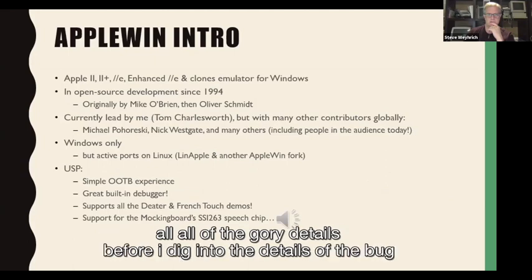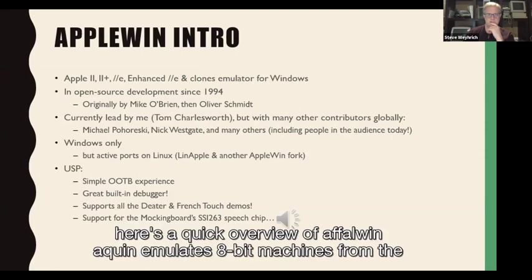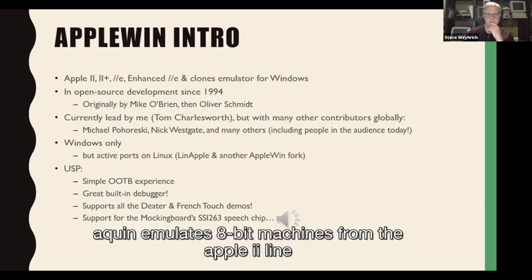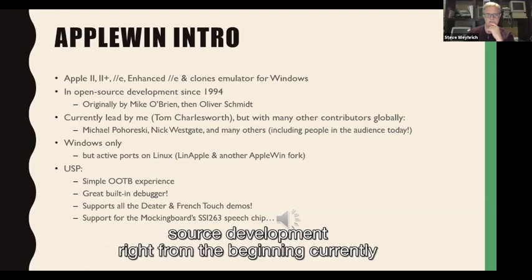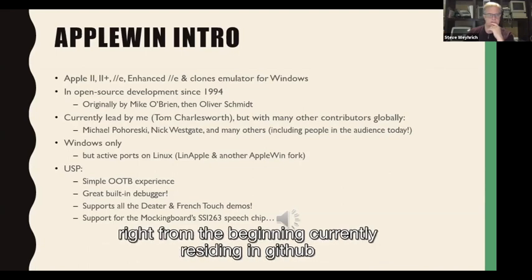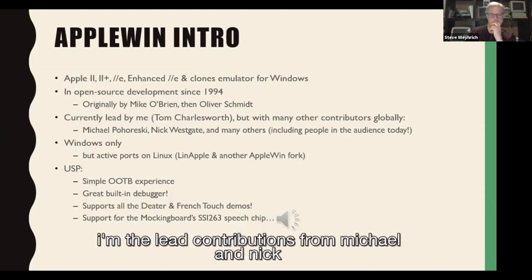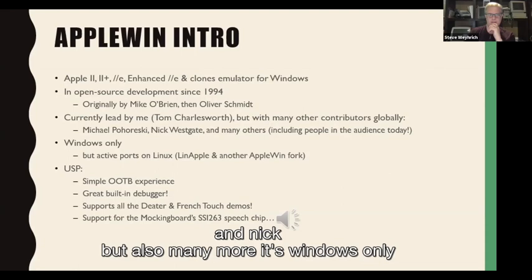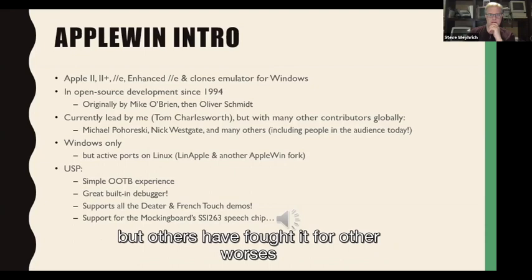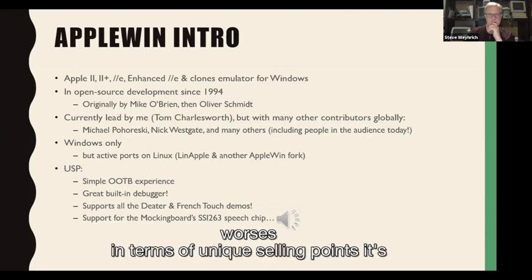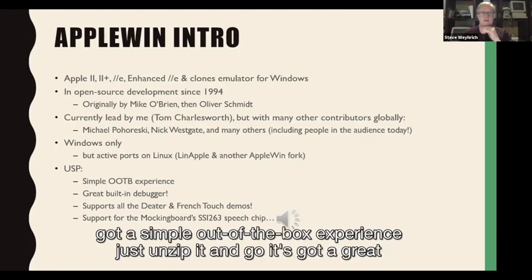Before I dig into the details of the bug, here's a quick overview of AppleWin. AppleWin emulates 8-bit machines from the Apple II line, along with some clones. It's been in open source development right from the beginning, currently residing in GitHub. I'm the lead, with contributions from Michael and Nick, but also many more. It's Windows only, but others have forked it for other OSs. In terms of unique selling points, it's got a simple out-of-the-box experience. Just unzip it and go.